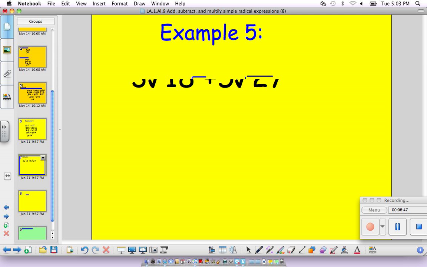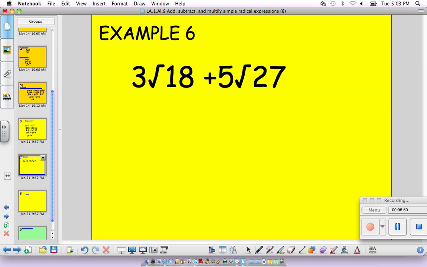Oh, there's an example 6. We've got to do it. 3 times the square root of 18 plus 5 times the square root of 27. 18 needs to be broken down, so I'll break it down to the square root of 9 times the square root of 2. 27 can be broken down, so I'm going to have 5 times the square root of 9 times the square root of 3. So I'll go back.